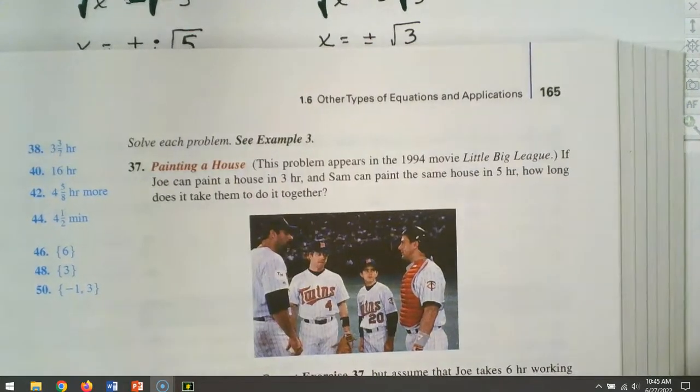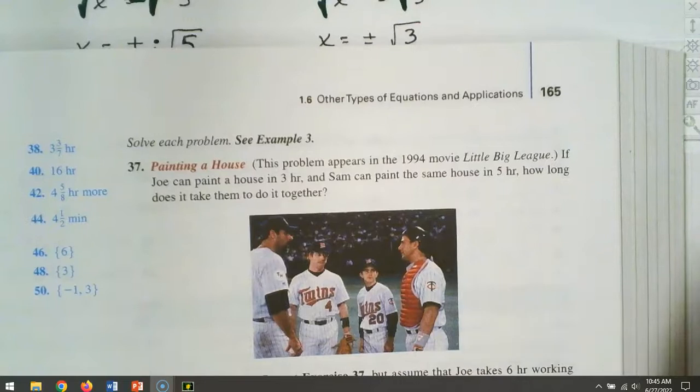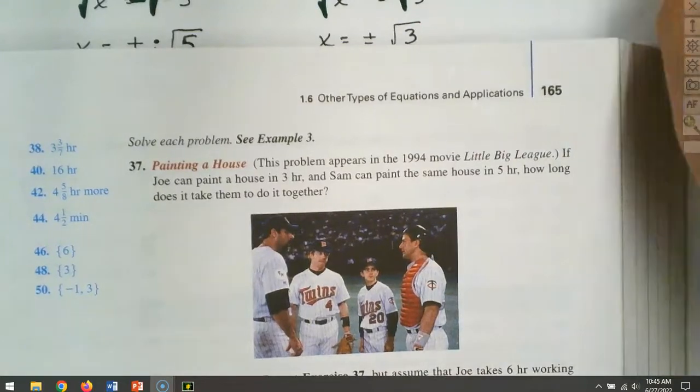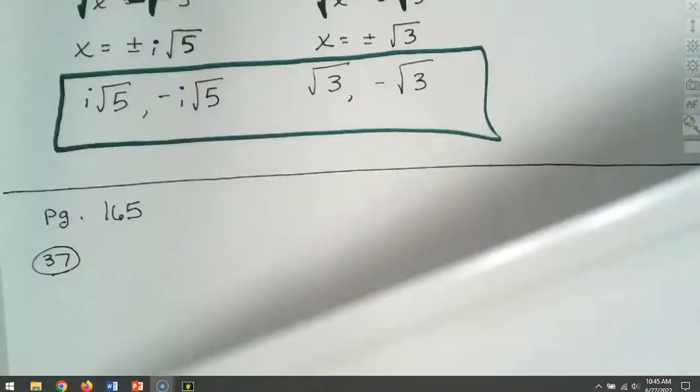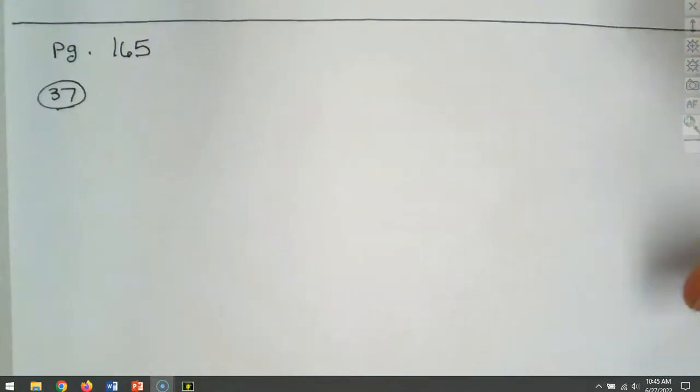Well, obviously, we wouldn't just add them together, because if we just added them together, we would get 8, right? And we've got Sam, who can do the house by himself in 5. So if I add and get 8, that doesn't make sense, because obviously Sam does it by himself in less time. So what we have to look at is how much of it is done per hour. What fractional part is done per hour?